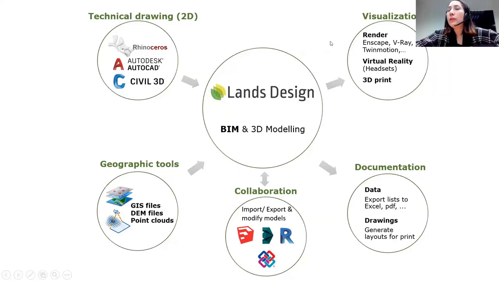Then in continue for visualization, you can apply a render like Enscape, V-Ray, Twinmotion that are compatible with the program. You can apply virtual reality or use a 3D printer to print your project. You can export your documents to Excel or to PDF, for example, or print your drawings, of course. You may have collaboration with other programs, for example, SketchUp, Revit, 3ds Max, through IFC, and in case of Revit, through Lens Design inside Revit workflow.